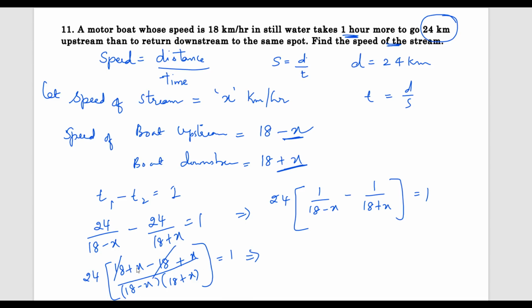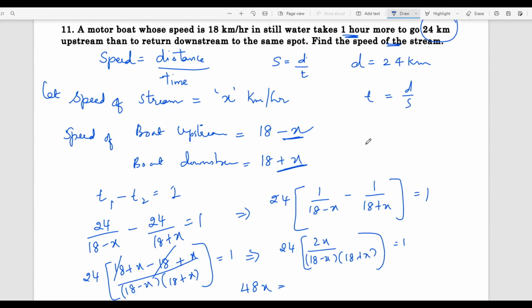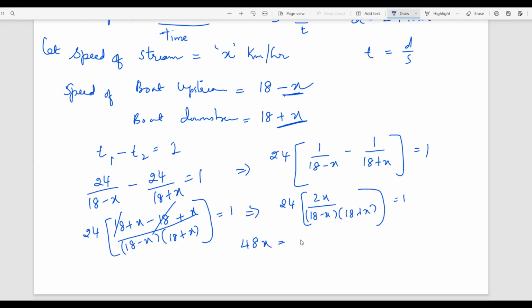18 minus 18 will cancel out. x plus x is 2x, 24 into 2x by 18 minus x into 18 plus x equals 1. 24 into 2 is what? 48x, which is equal to 18 plus x into 18 minus x, cross multiply. What we get is 18 plus x, 18 minus x, it is of the form a plus b, a minus b. We can write as a square minus b square, that is 18 square minus x square. Now shift all the terms to one side: x square plus 48x, 18 square is what? 324. Shifting, we get minus 324 equals 0, this is the quadratic equation.